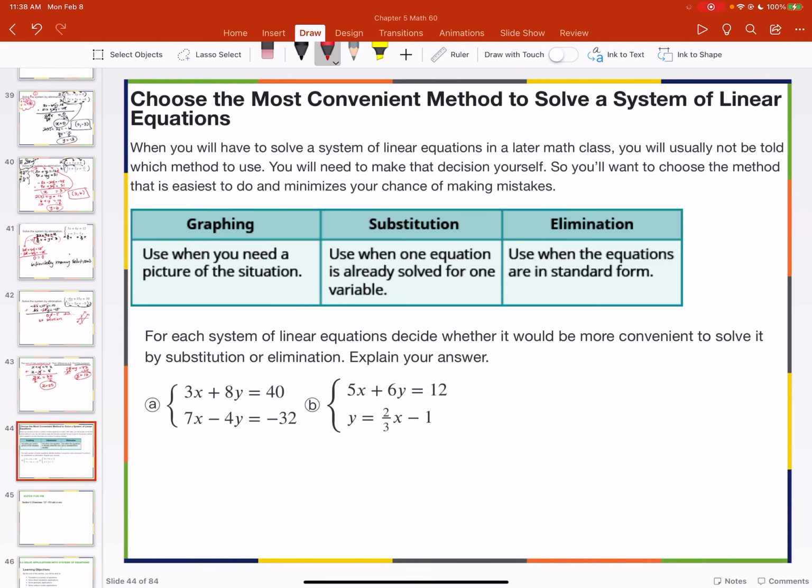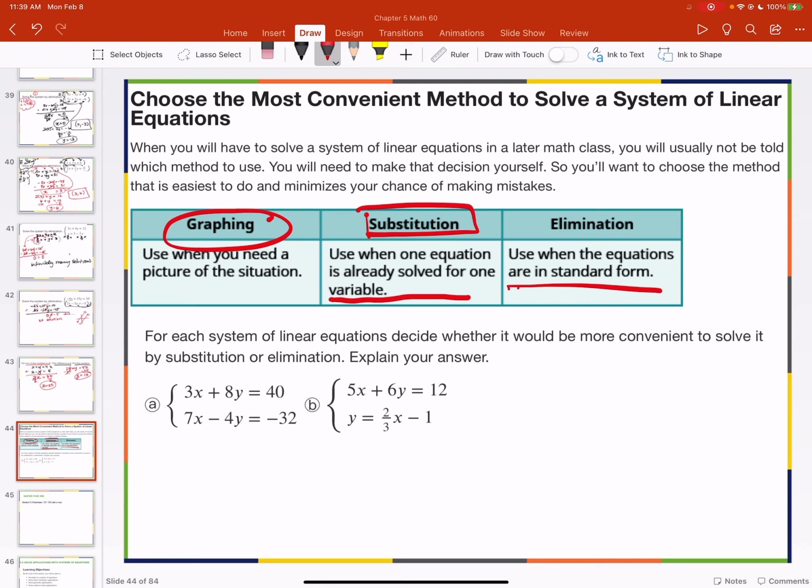Okie dokie. So here's just some things: when do you choose the most convenient method to solve a system of linear equations? They're not going to tell you which method to use. Like later on, if you stick with me, I probably will tell you, but I'll try not to, because you should kind of start getting to know how and why to use each one. So if you need to see a picture, you graph, okay? If you see that one equation is already solved for a variable, substitution might be easier. And then elimination is when both of the equations are in standard form.